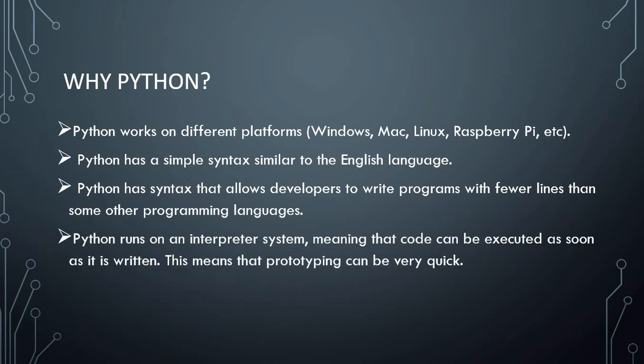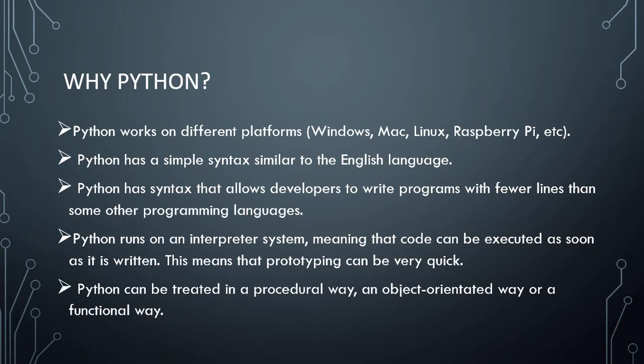Python runs on an interpreter system, meaning that code can be executed as soon as it is written. We can execute our code as soon as it's written, so there is no need for compilation. This means that prototyping can be very quick. Python can be treated in a procedural way, an object-oriented way, or a functional way.